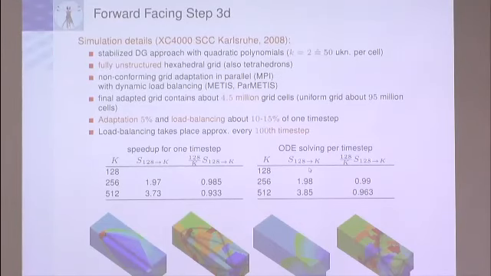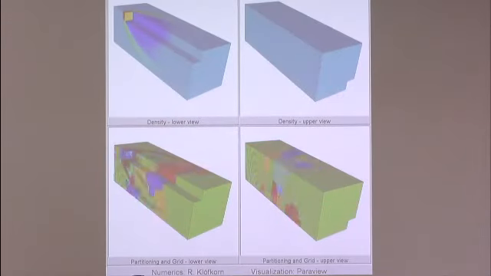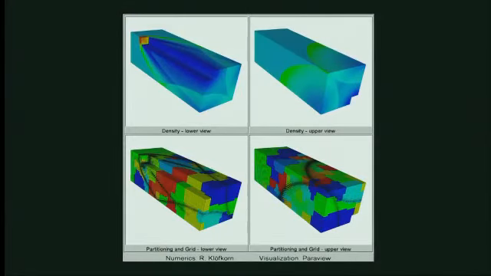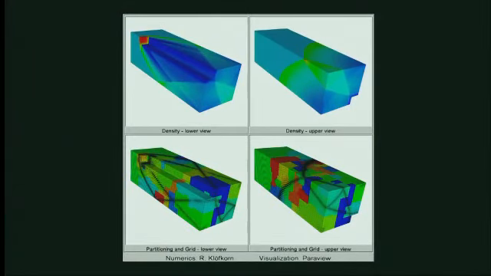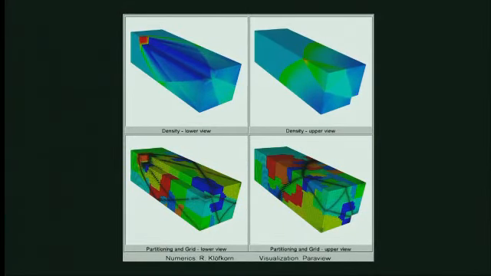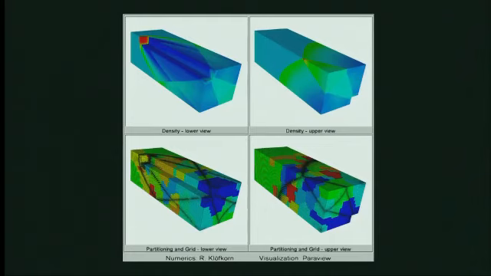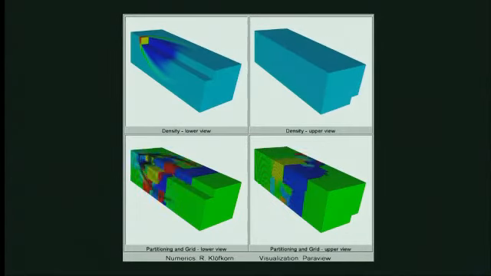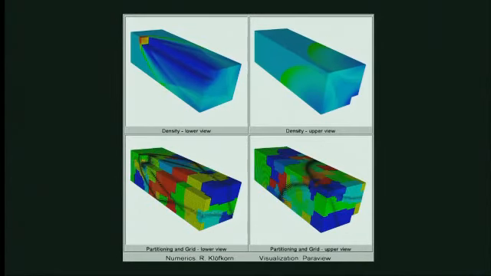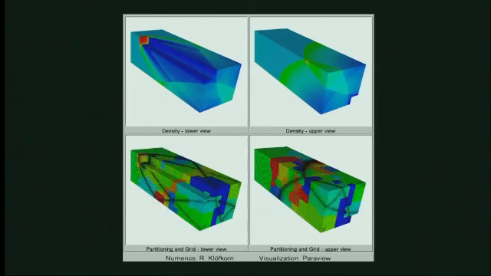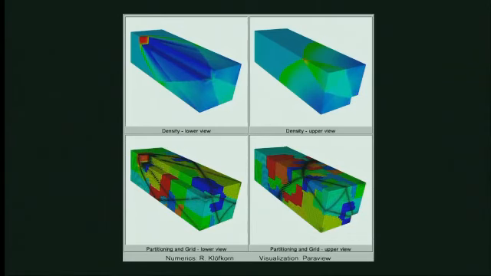If we only look at the ODE solver, it's even better because some of the critical parts are left out. So just to give an idea how this looks like. You see the density up here from below and above, and the adapted grid with the partitions down here. So you see there's quite a lot of rebalancing going on, but it doesn't really degrade the efficiency of the overall method.